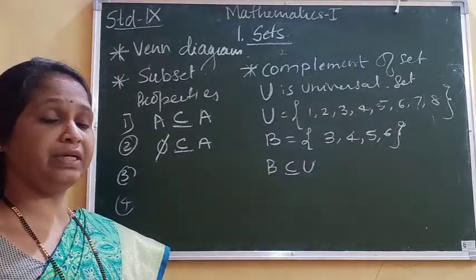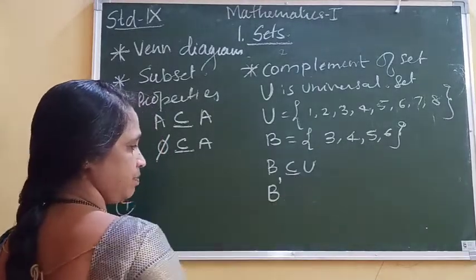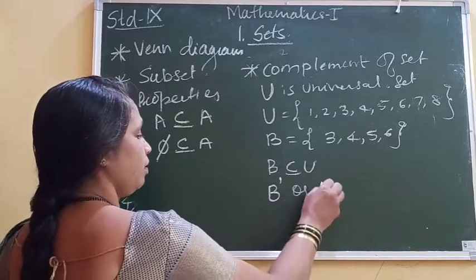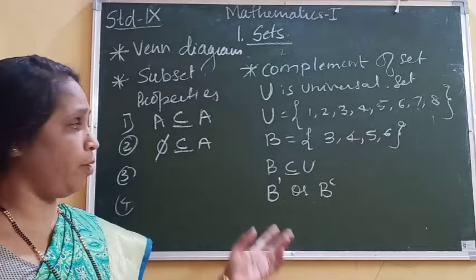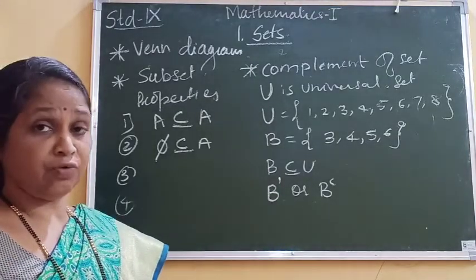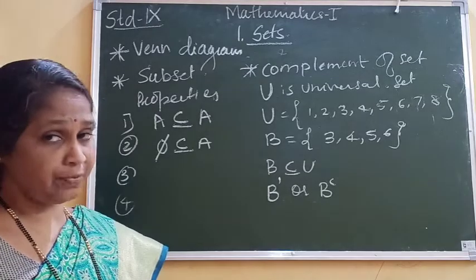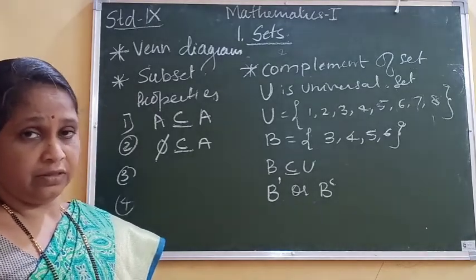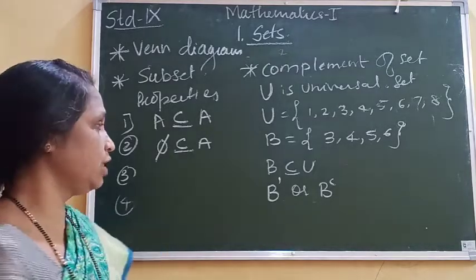Now you have to write B's complement. How? It is represented by B dash or B's complement. In this way you can represent the complement of set B. Now, what will be the complement of set B? Whatever elements are not present in B will be called B's complement.